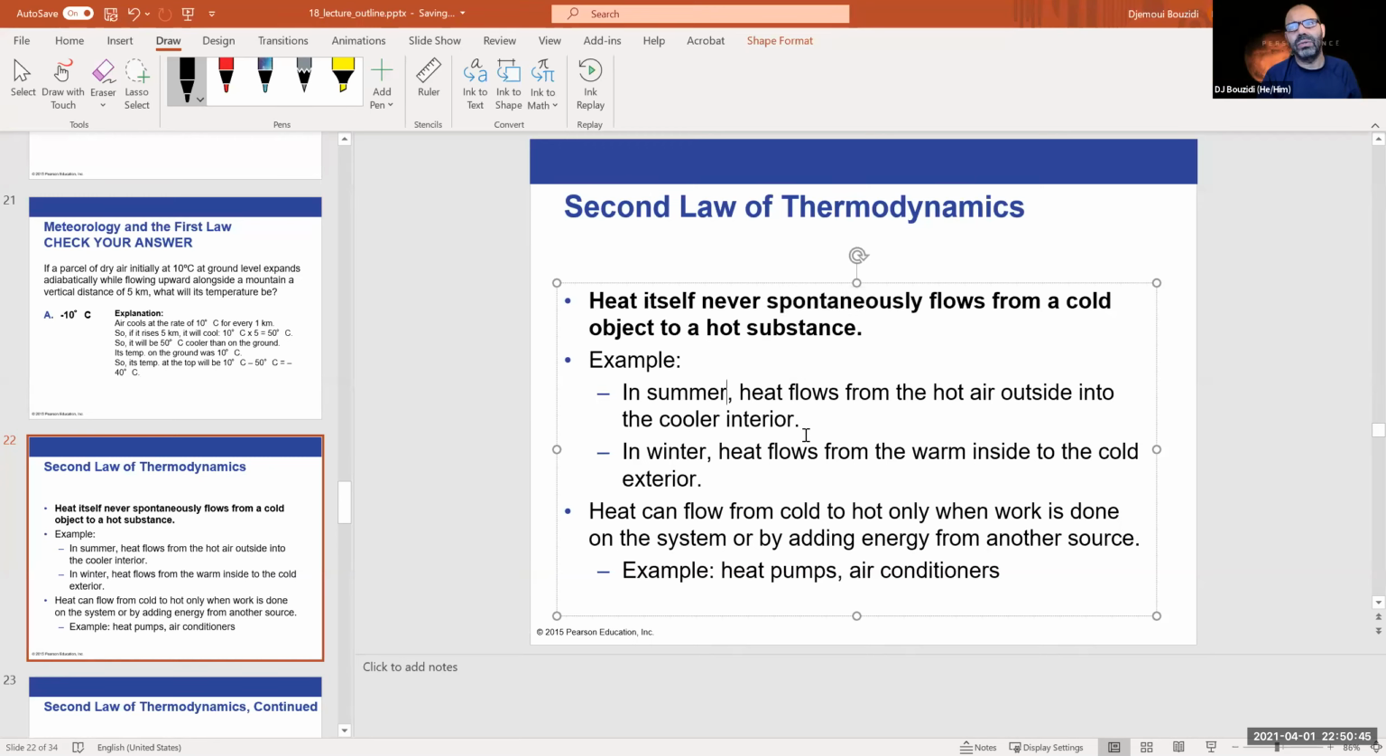So again, you can express this in terms of the weather phenomenon or any system. Heat can flow from cold to hot only when work is done on the system, or by adding energy from another source. Case in point, a heat pump. A refrigerator is an example of a heat pump, pumping heat outside. And so is the AC unit, by the way. Both of them are heat pumps.